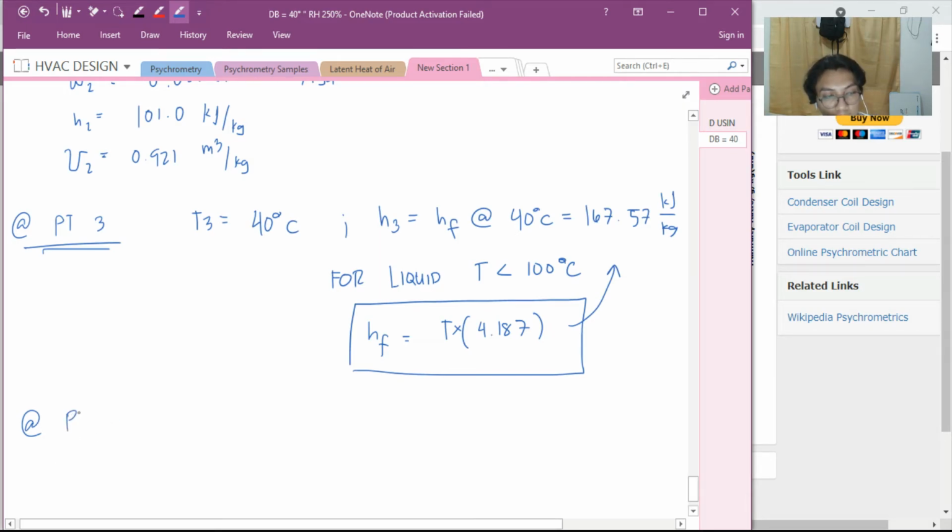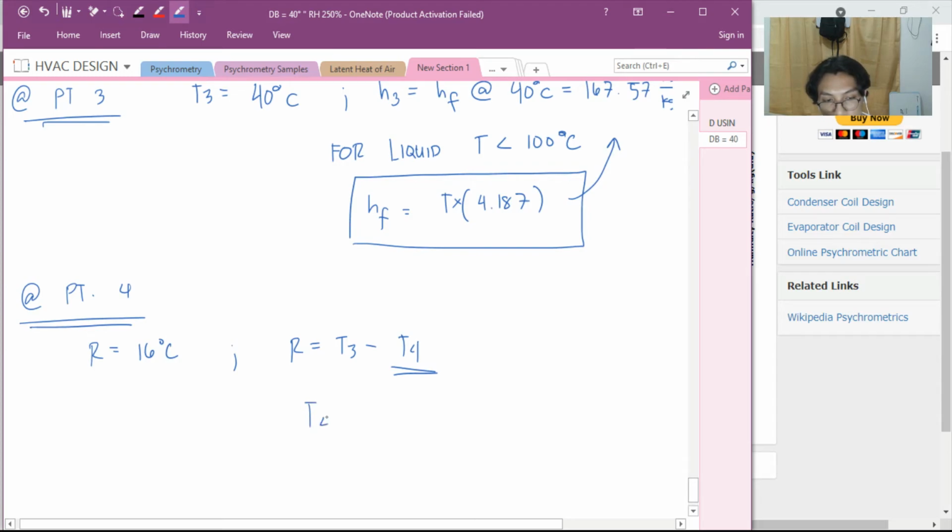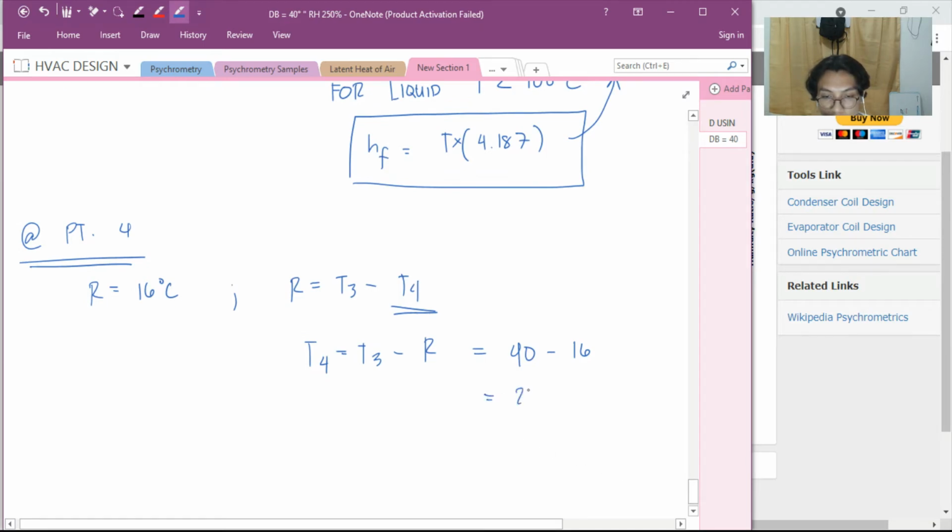At point 4, on cooling tower pa rin. Anong given diyan? Yung range mo nakuha mo na, 16 degrees Celsius. 'Di ba ang range is equal to T3 minus T4? Maso-solve mo si T4. Therefore, T4 is equal to T3 minus R. Ano ba yung T3 mo? 40 minus 16. That is 24 degrees Celsius. Pwede ka pa rin mag-approximation diyan, T4.